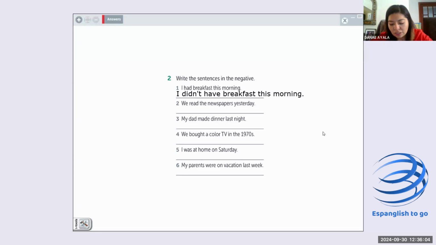I was at home on Saturday. I wasn't at home on Saturday. Perfect. Number 6: My parents were on vacation last week. My parents weren't on vacation last week. Okay, excellent. Problems? No. Okay.